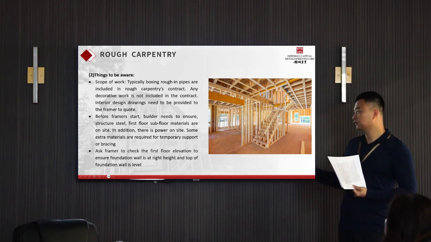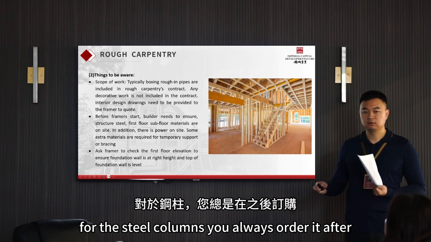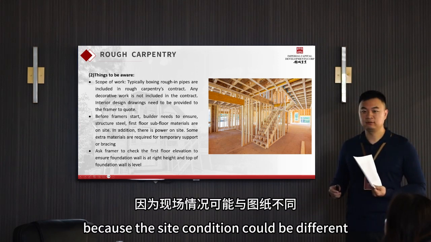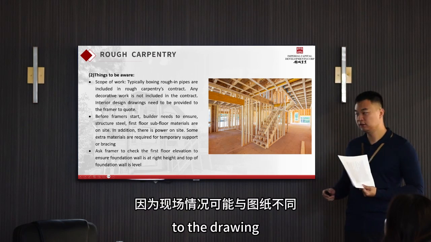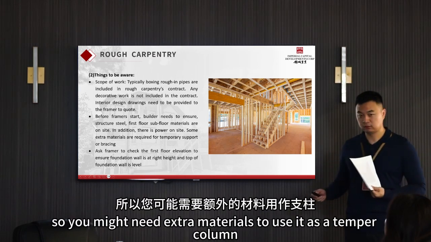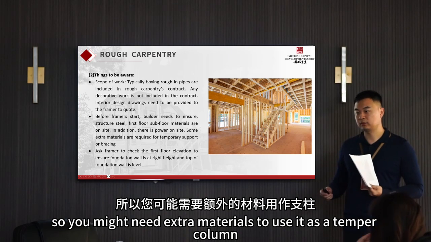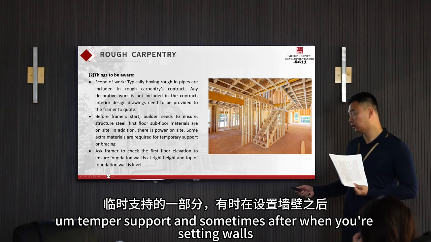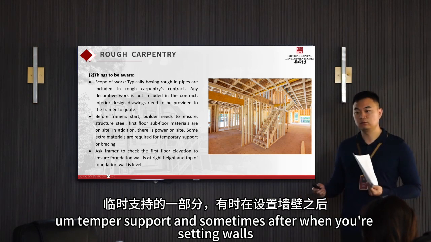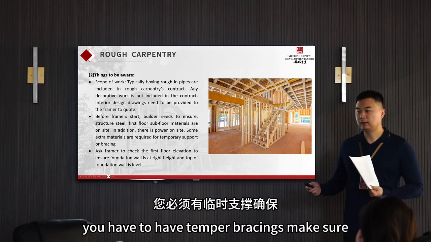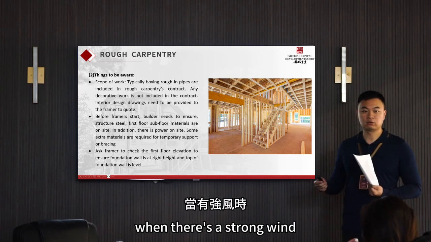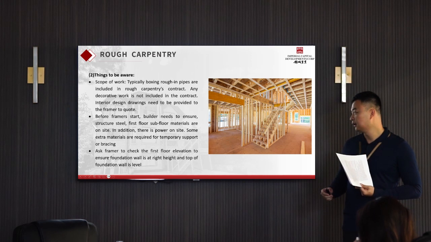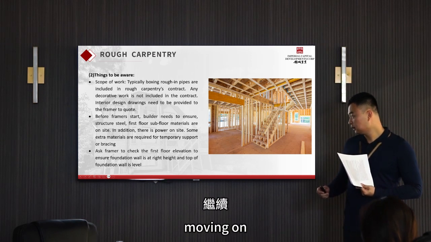Because for the steel columns, you always order it after, because the site condition could be different to the drawing. So you might need extra materials to use it as a temporary column. So that's part of temporary support. And sometimes when you're setting walls, you have to have temporary bracings to make sure when there's a strong wind, the wall doesn't get blown off. So, moving on.